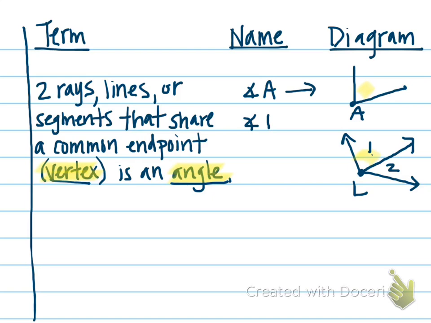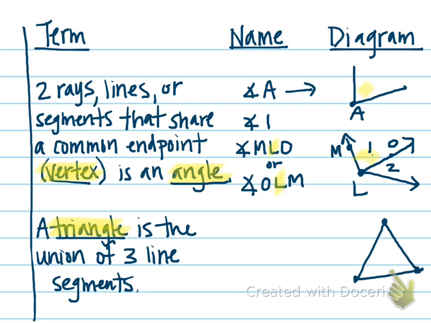We can also still use letters, but this time, instead of just using one letter, the L, we're going to need to use two other letters, one from each side of that angle. So maybe we call this one on the left M, and this one over here we'll call O. So we could call this yellow angle either angle MLO or angle OLM. What's really important is that that L is right there in the center of those three letters.